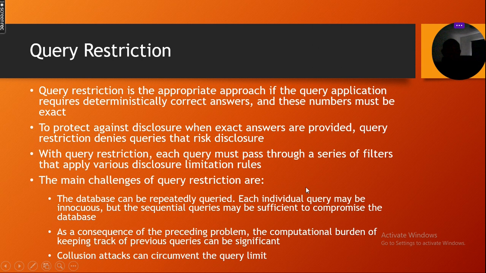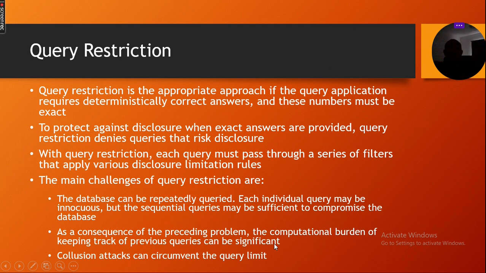One of the reasons why we need query restriction is to protect against disclosure when exact answers are provided. Query restriction denies queries that risk disclosure. With query restriction, each query must pass through a series of filters that apply various disclosure limitation rules. That's why it's very important.